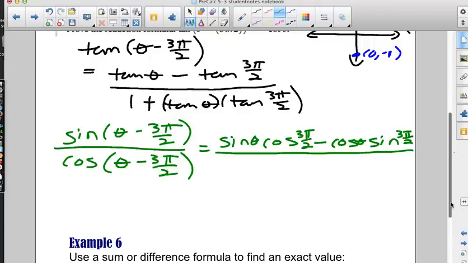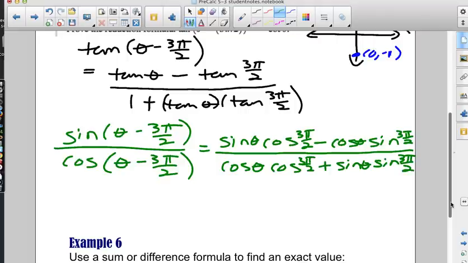How about for cosine? Cosine, cosine, sine, sine. Do you get to keep the sign or do you have to change it? Cosine changes. And then we just put our theta and our 3 pi over 2 on there.